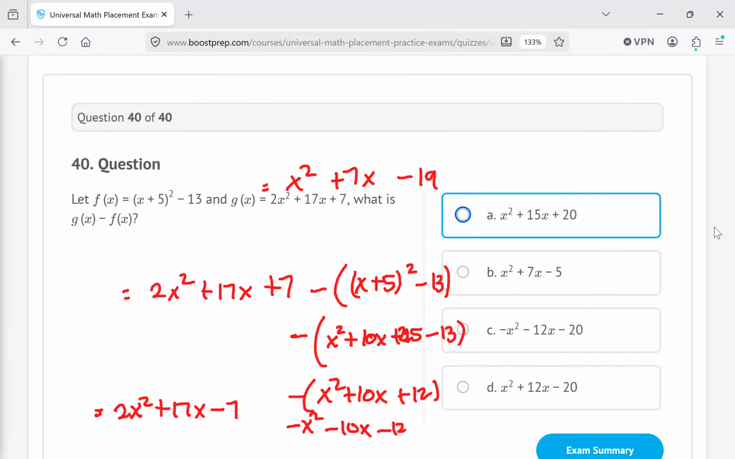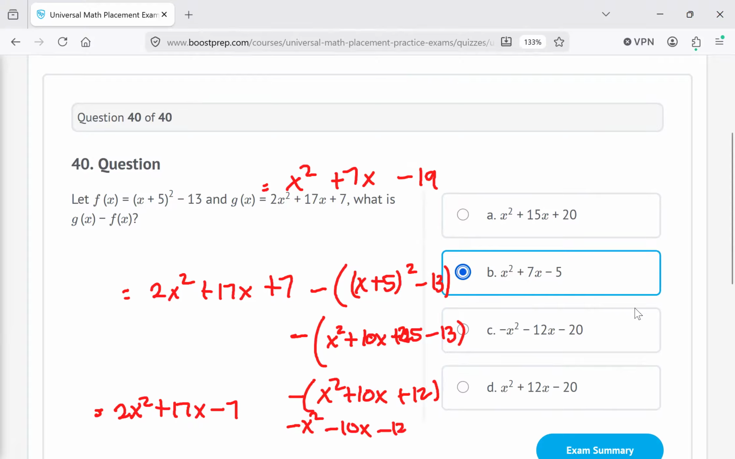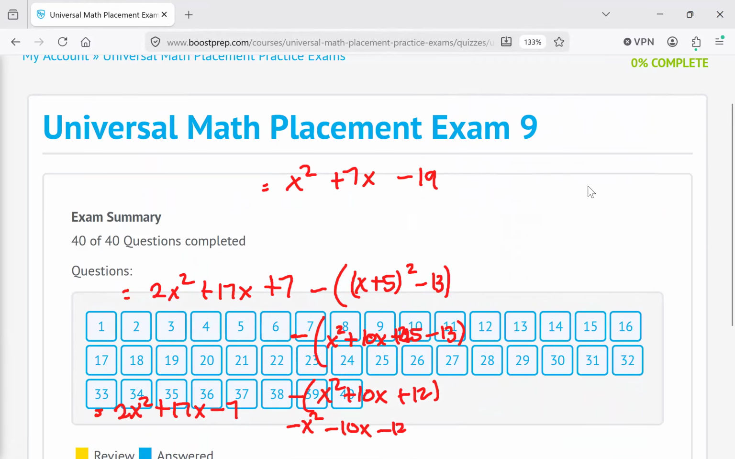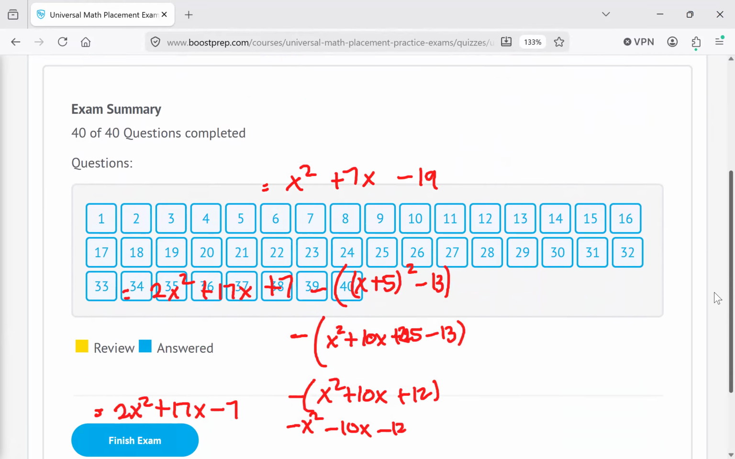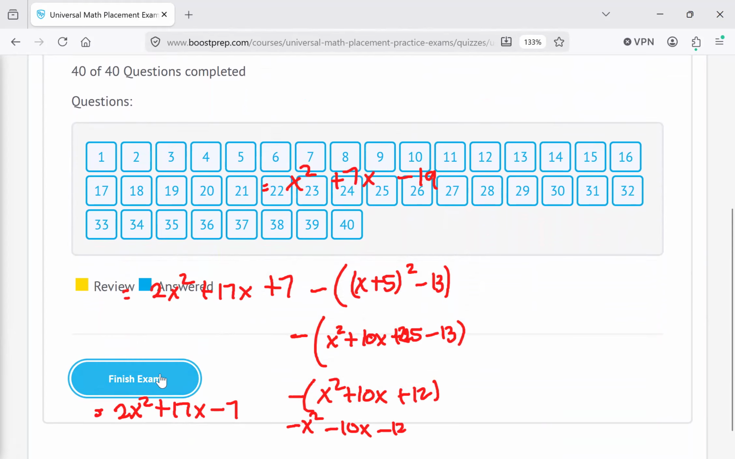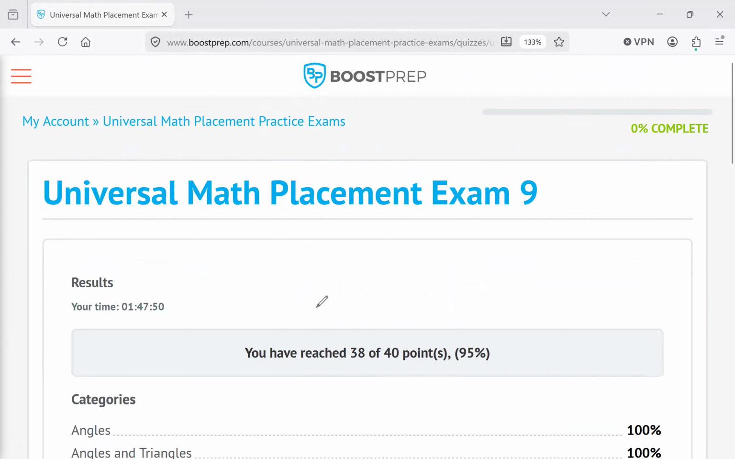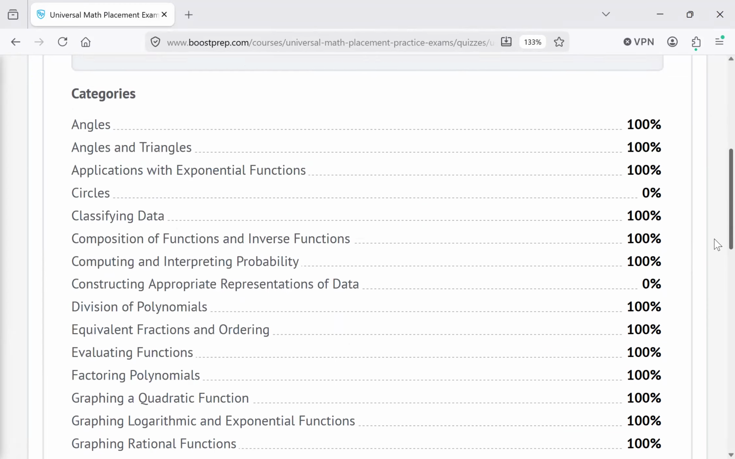I'm just going to pick B. I don't know why I don't see my answer. X squared plus 7x. It's the only thing that has a 7x in it. So let's see your results. Yeah, I missed one. Let's see what I got wrong. I think it was the last one.